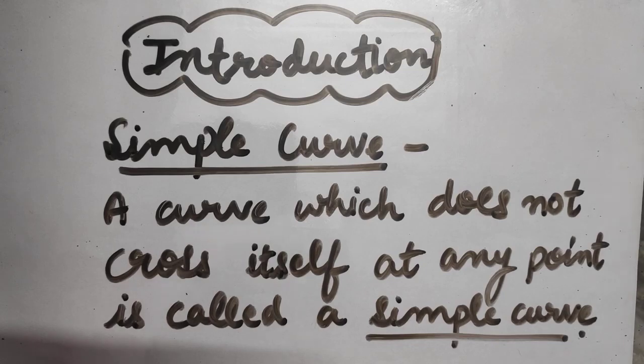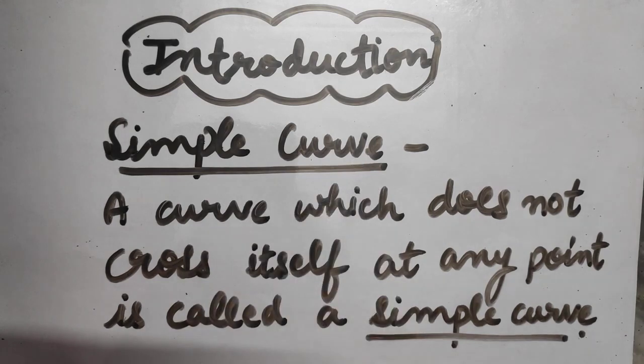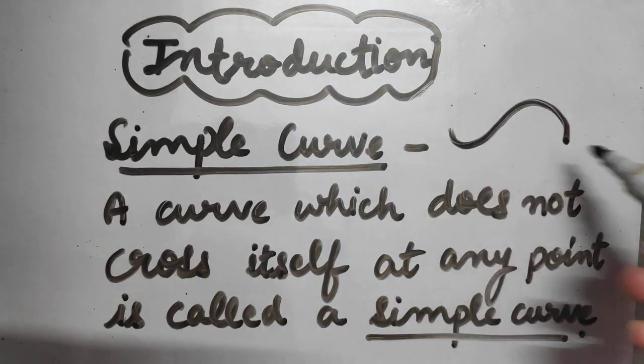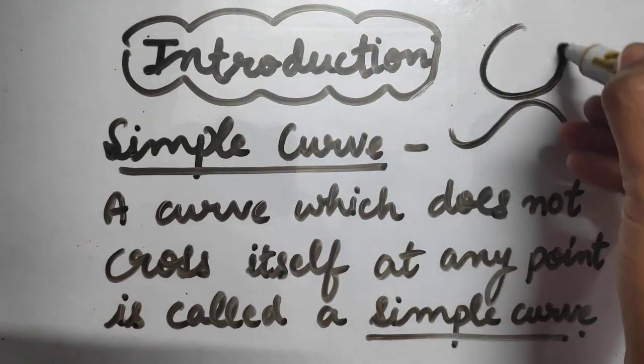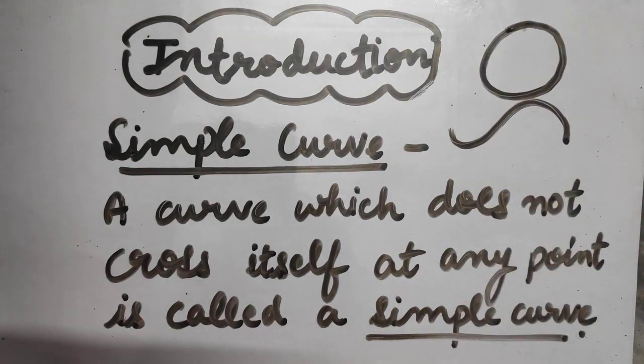So let us see now about simple curves, or I will be making the figure of simple curves. So one of the figures of a simple curve can be like this. This is not crossing itself at any point. Another figure can be like this. This is a simple curve. It is not crossing itself at any point.